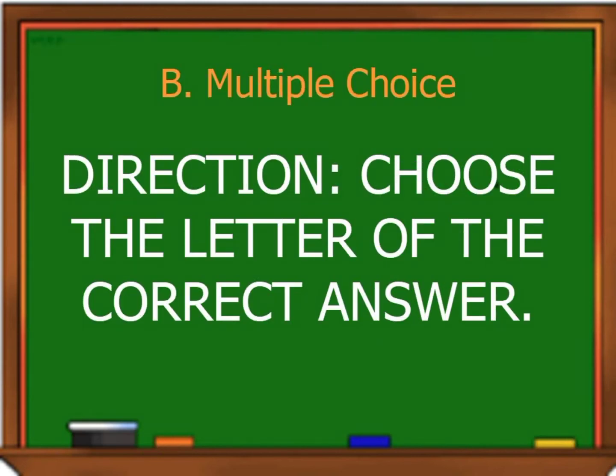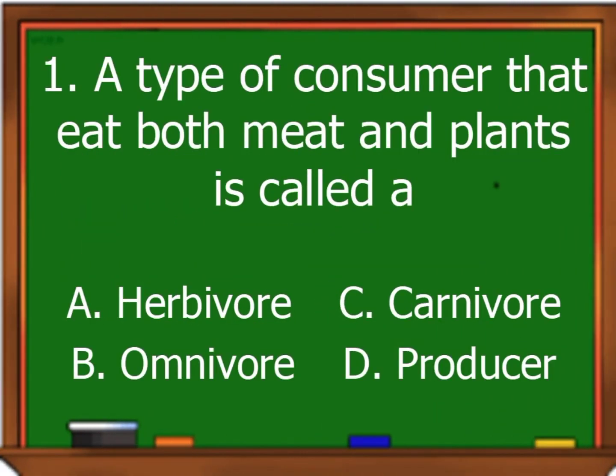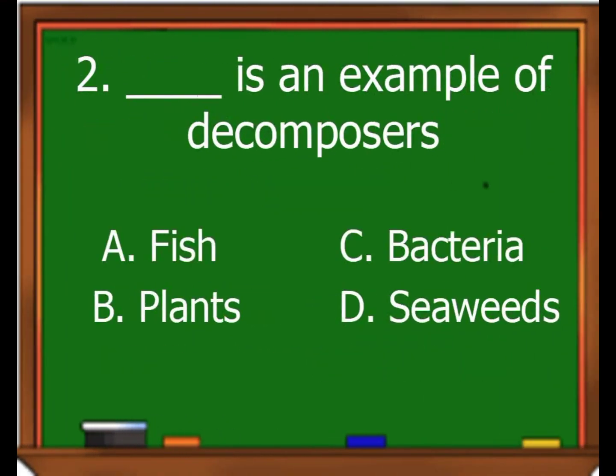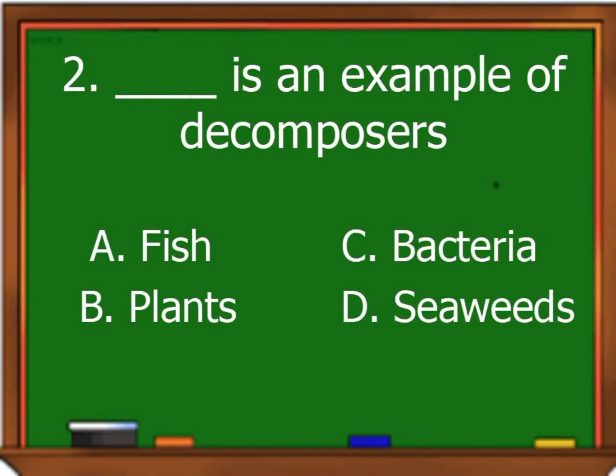Letter B, multiple choice. The direction is, choose the letter of the correct answer. Number 1. A type of consumer that eats both meat and plants is called the blank. A. Herbivore. B. Omnivore. C. Carnivore. D. Producer. Number 2. Blank is an example of decomposers. A. Fish. B. Plants. C. Bacteria. D. Seaweeds.